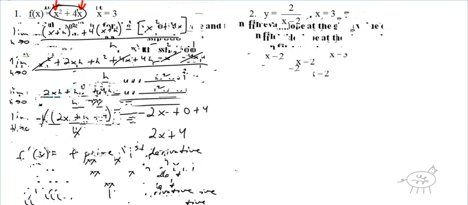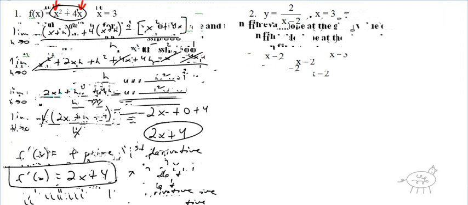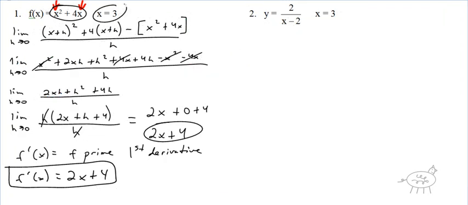So let me write this out here. f prime of x is a function, and there it is. It's 2x plus 4. It's easy. So that's the first part of our answer. Okay, in the second part, they say, well, evaluate that at x equals 3.